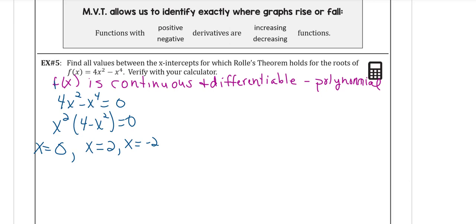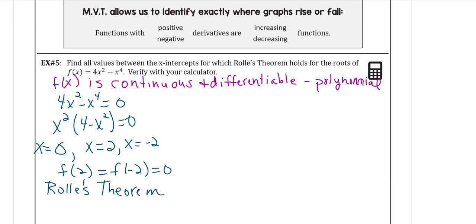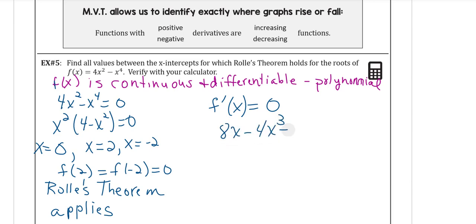So just taking the two extreme ones, what I know now is that f of 2 equals f of -2, which is going to equal 0. So Rolle's theorem applies from what I've written, because I already said it's continuous and differentiable. So now what I can say is that f prime of x is going to equal 0 sometime in that interval. And if I take the derivative, what I get is 8x minus 4x to the third is going to equal 0.